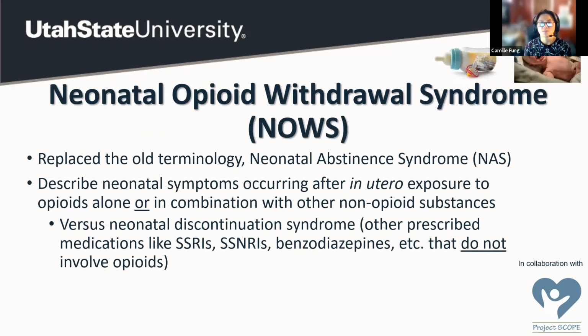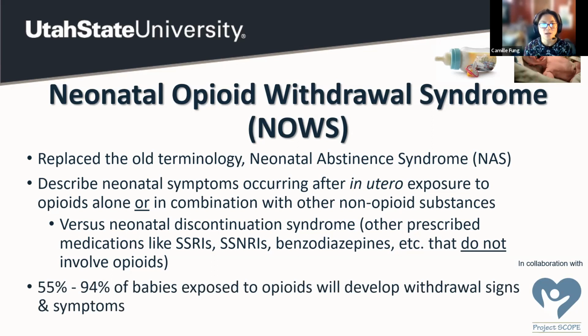So, neonatal opioid withdrawal syndrome, since this is what we're here to talk about mostly. I know a lot of the upcoming slides, you may have knowledge of this topic pretty well, but I think it's worthwhile discussing it a little further in depth. This NOWS term has now replaced the neonatal abstinence syndrome, or NAS, terminology in the literature. What NOWS describes is neonatal symptoms occurring after in utero exposure to opioids alone or in combination with other non-opioid substances. As long as you have opioid in the exposure for the babies, it's going to be called NOWS. Versus if you have non-opioid exposures alone, like your SSRIs, your antidepressants, it's typically now referred to as neonatal discontinuation syndrome.